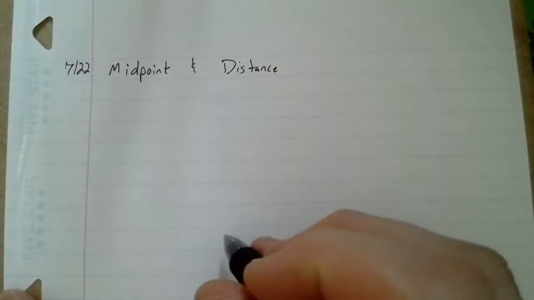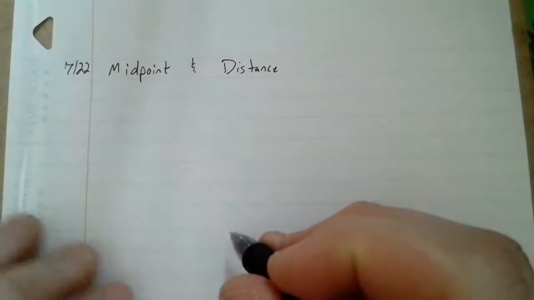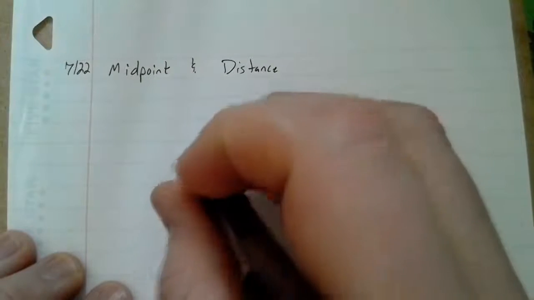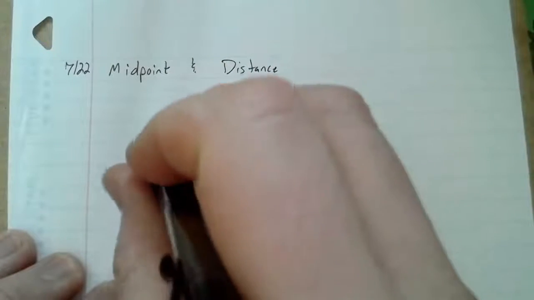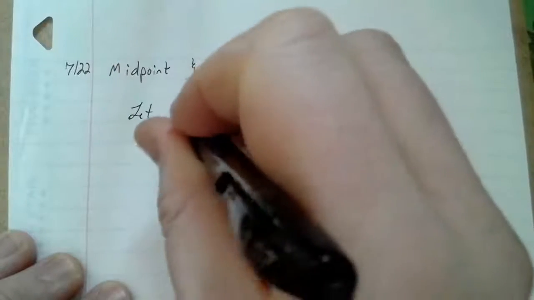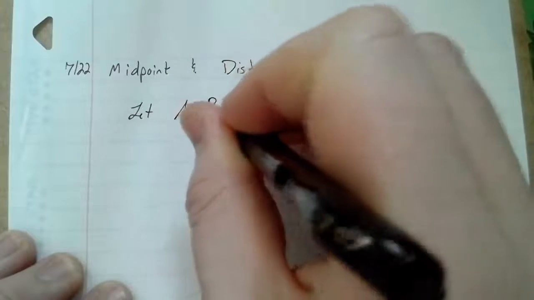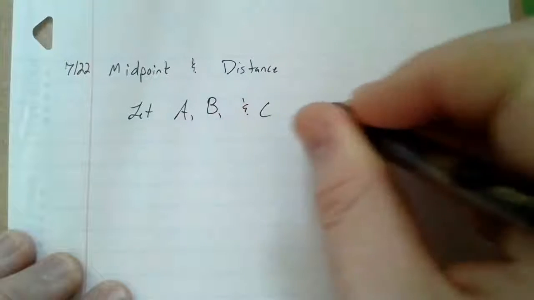So we went over the homework from yesterday, and hopefully you got a good feel for how these problems work, where you've got a point in the middle of two other points. But here, let's go ahead and take a look. First, let's define a midpoint. So we're going to let A, B, and C be collinear points.